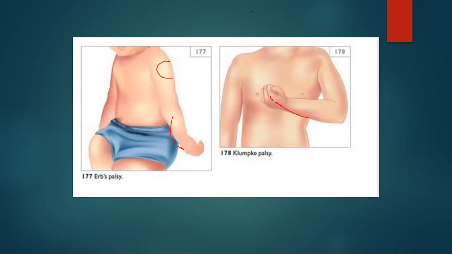We're still going to talk about the reflexes in pediatrics later. It's something you should know, or you can take it up on your own and read it. I think you can read it in Synopsis. It's a good textbook to read. It will really help you. Okay? So that is that about Klumpke's and Erb's palsy.